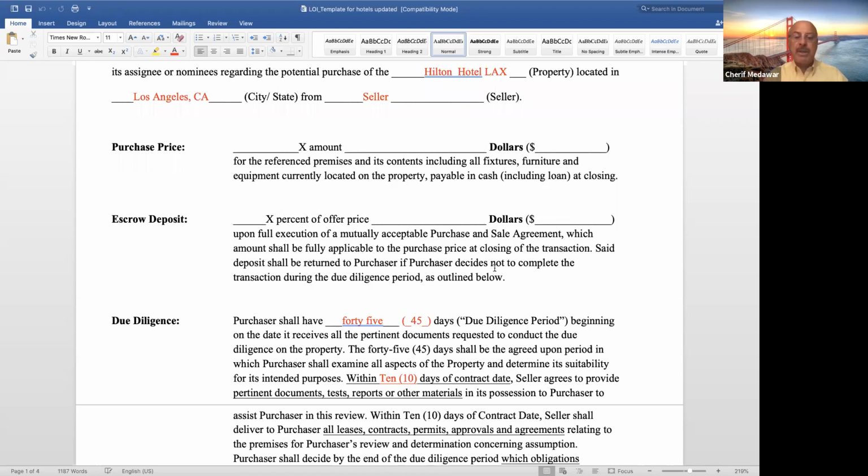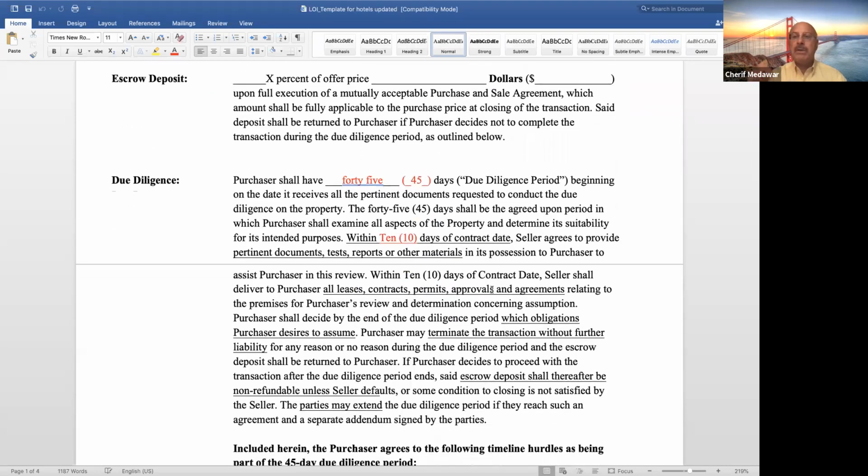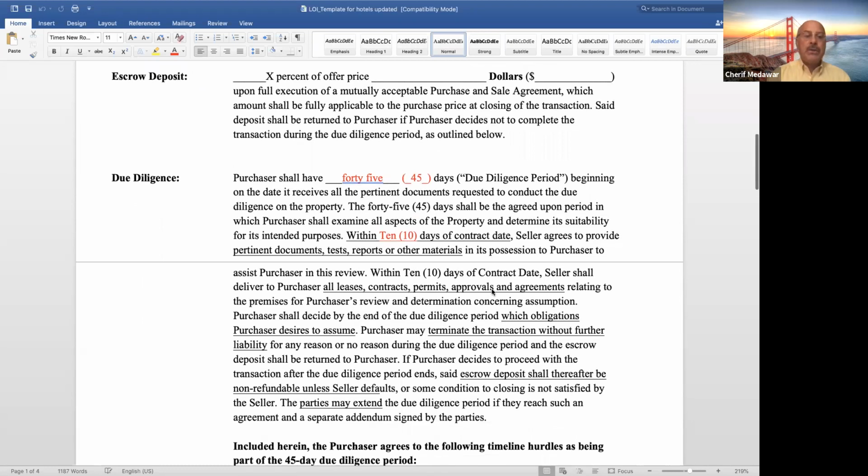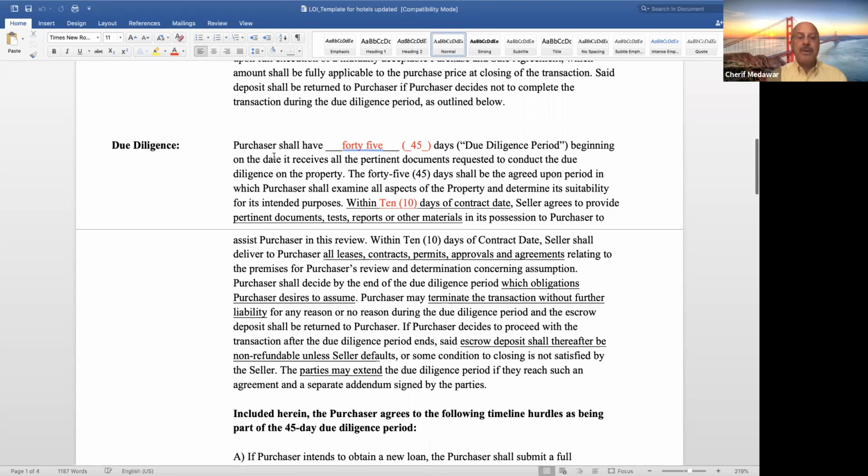Said deposit shall be returned to purchaser if purchaser decides not to complete the transaction during the due diligence period as outlined below. Due diligence period is the period during which you're going to actually look and review the documents and the property condition, etc., to make a decision whether you want to buy it or not. Due diligence, let's talk about time frames here.